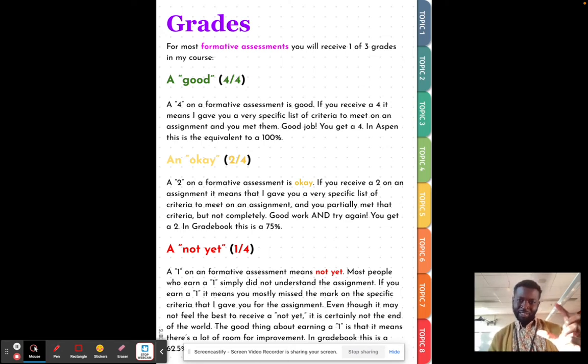The way it's scaled is to encourage revision. If a student doesn't meet all my criteria on an assignment, they're earning an okay. They tried, they created something, it's okay, it could be better. And so I want them to revise, and hopefully that C that they receive is encouragement to do that, because most likely, most definitely, they can do better.